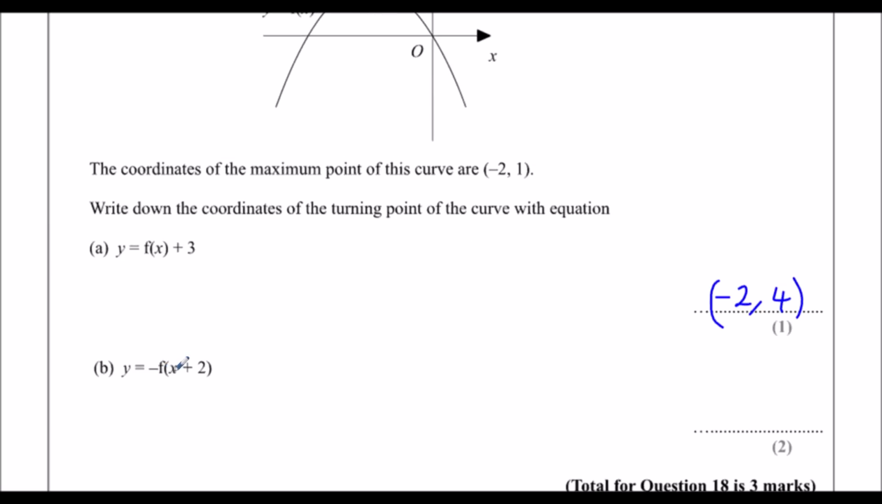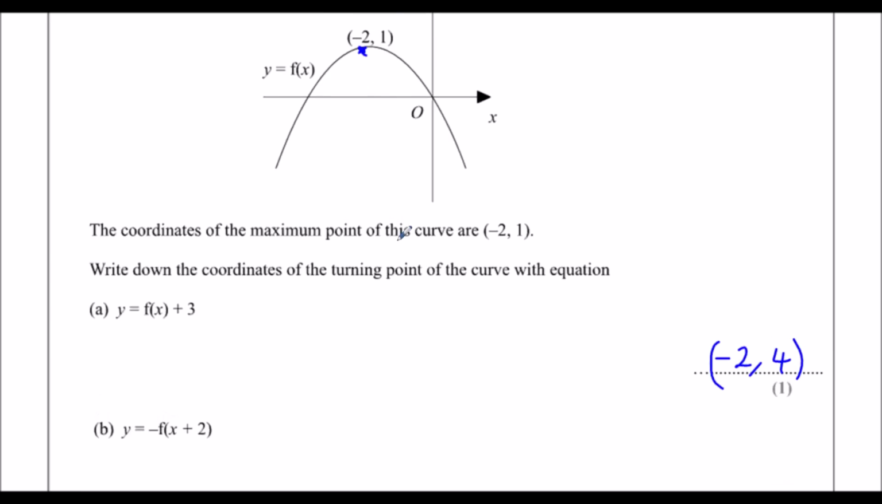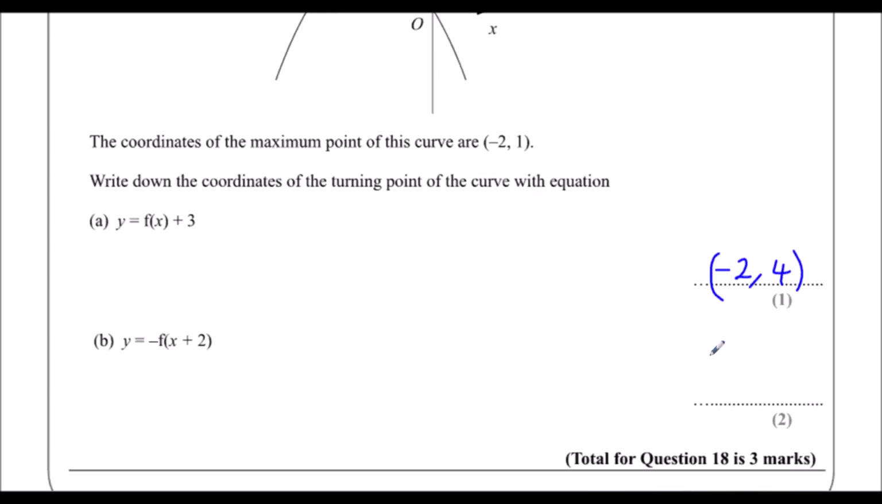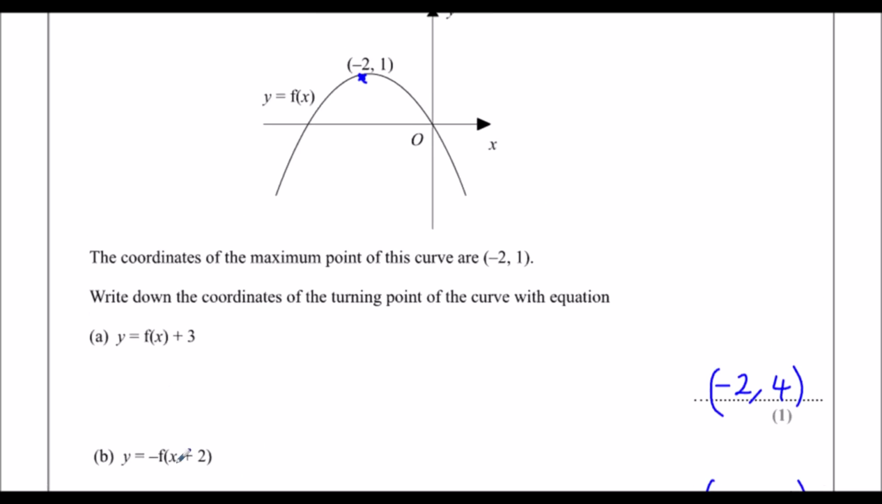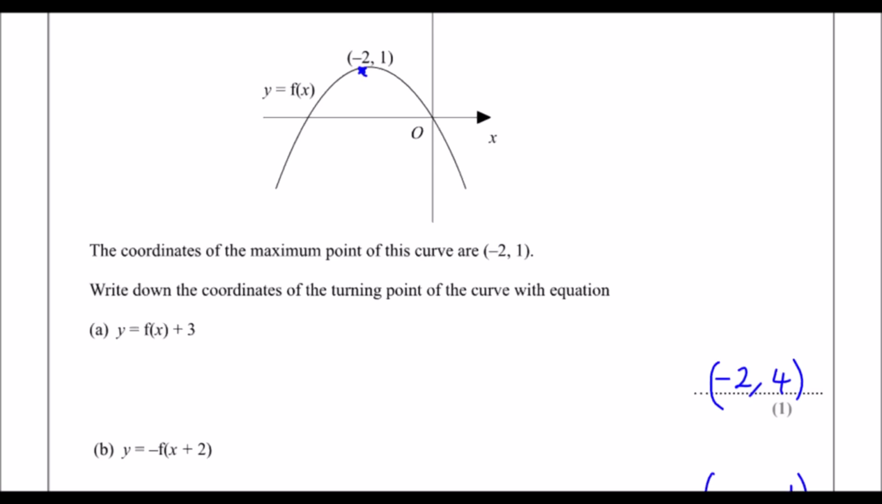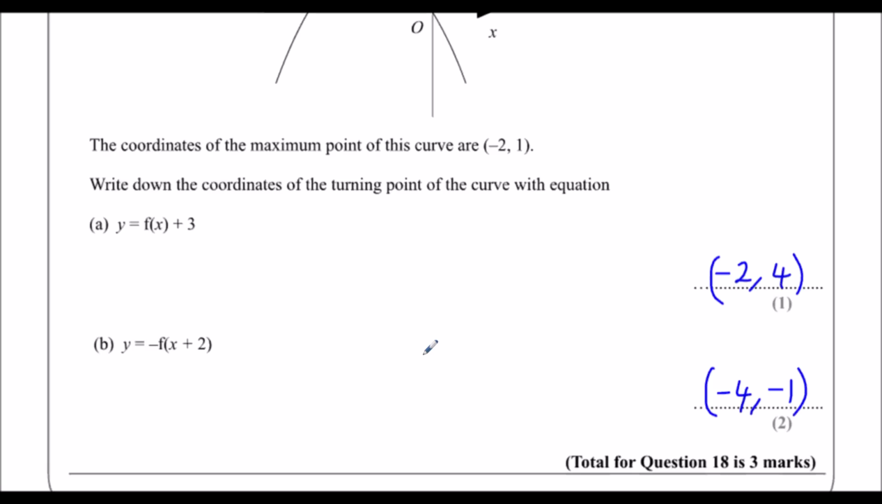4. Now y equals minus f of x plus 2. So we've got one change outside the brackets, that's this minus. That's going to make the positive y coordinate negative. It's going to multiply it by negative 1. So 1 times minus 1 is minus 1. So the y coordinate would be negative 1. The change inside the bracket changes the x, and it does the opposite to what it says. So x plus 2 inside the bracket, we'll take 2 away from the x coordinates. So negative 2 take away 2 will be negative 4. So it's going to be negative 4, negative 1.